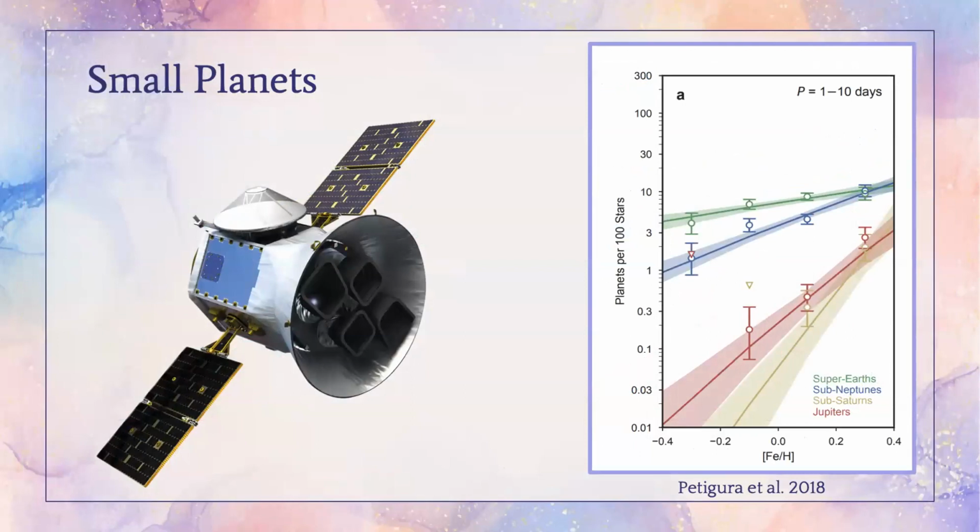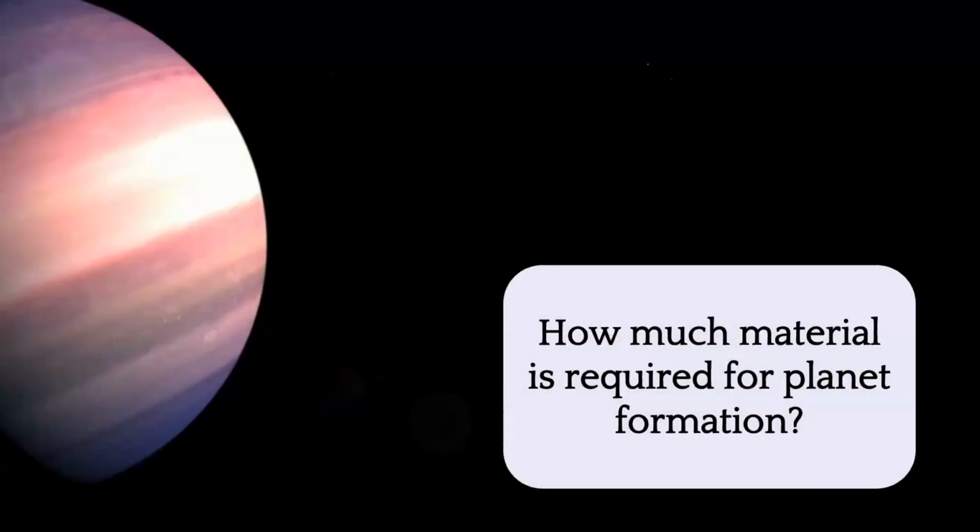So TESS, given that it's essentially an all-sky survey, is really advantageous to look at this question of when did the first planets form and how much material do we need? Because it's able to look at a wide variety of stellar types and galactic locations. And so we're actually able to get after this question with very large sample sizes. So I'm going to talk about two samples that I've looked at, and I'll start off with the first.